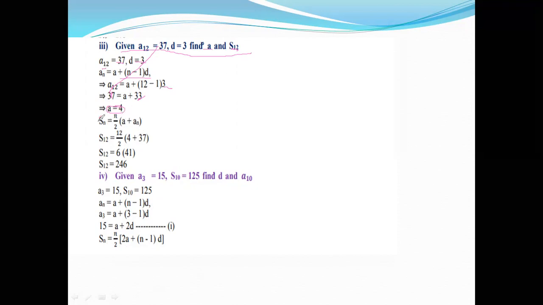Here also we are using the last term formula. S12 is equal to n by 2, 12 by 2 into a, 4 plus 37. 4 plus 37 means 41. 41 into 6 means 246. Yes, S12 is equal to 246, the required answer.